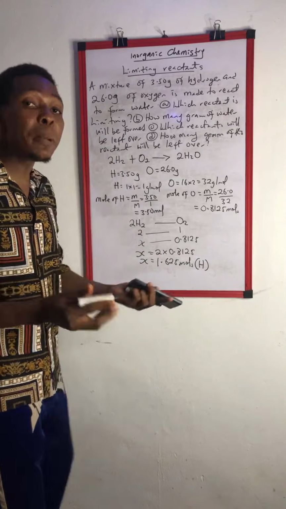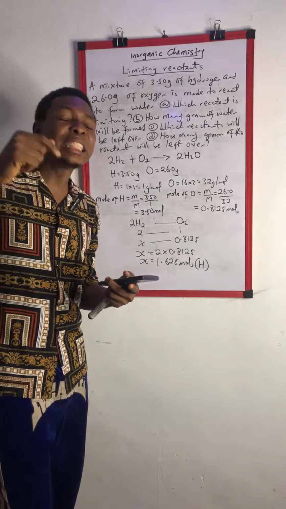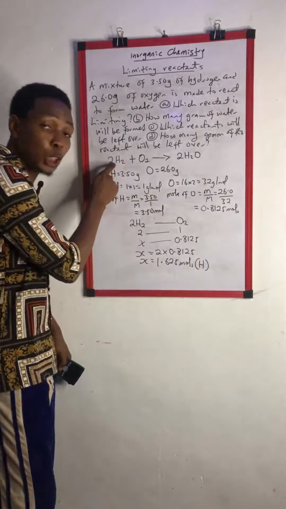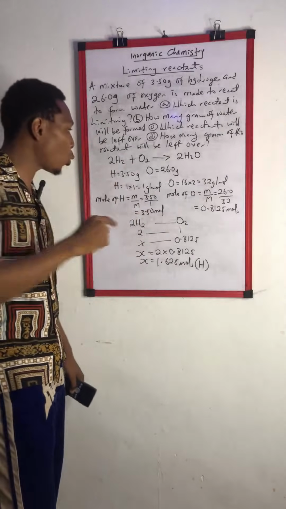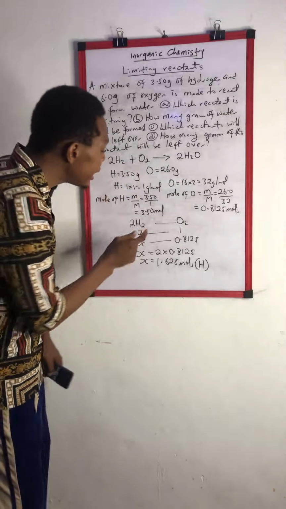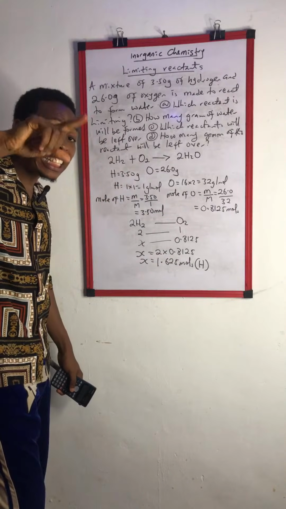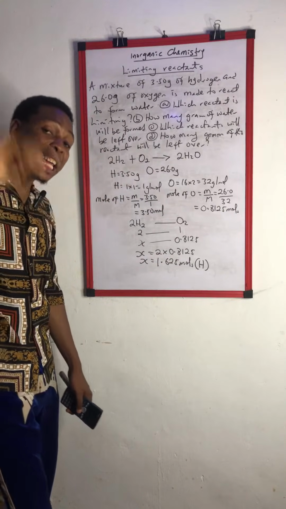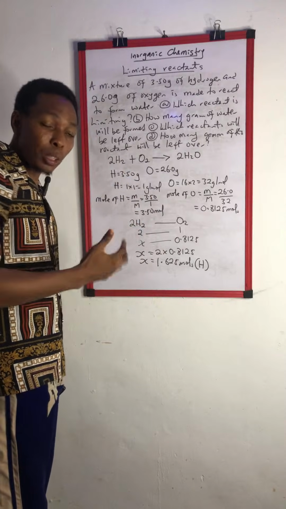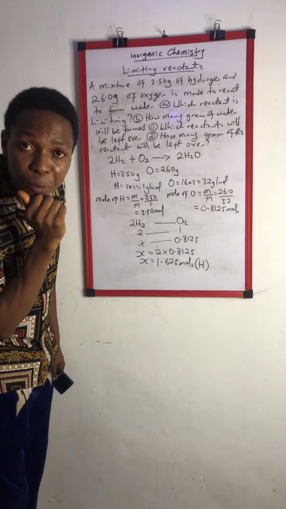What does it mean? It simply means that initially there was enough hydrogen that was needed to react with what? With oxygen. Since the initial value is bigger than the final, we are working with the initial statement. It simply means that initially there was enough hydrogen that was needed to react with oxygen.